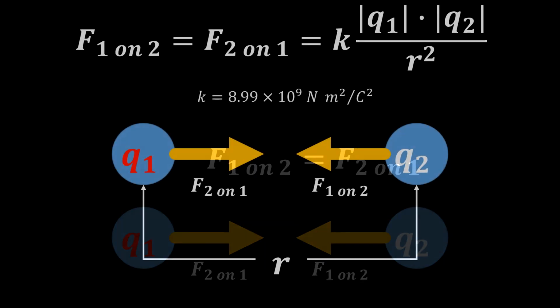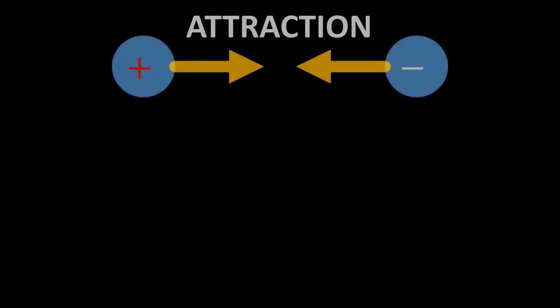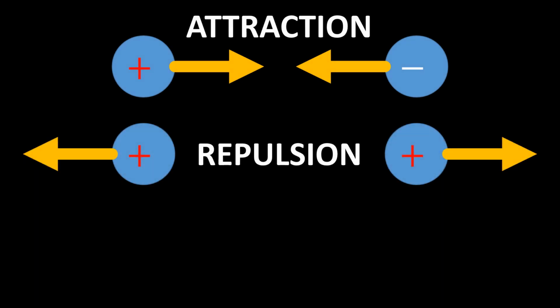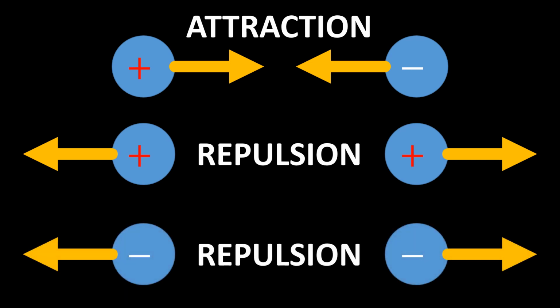So now we know that the force exerted by object 1 on object 2 equals the force exerted by object 2 on object 1, and this equals K times the magnitude of Q1 times the magnitude of Q2 divided by r squared. And also, we know that unlike charged objects will attract each other and like charged objects will repel each other. So that's about electric force.